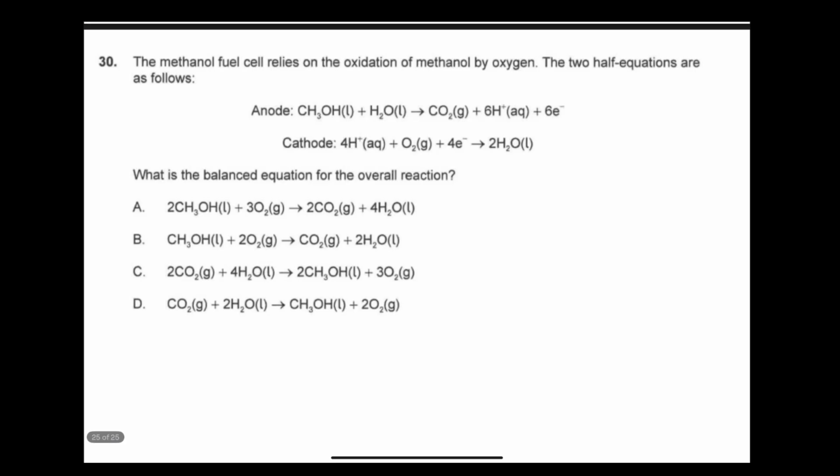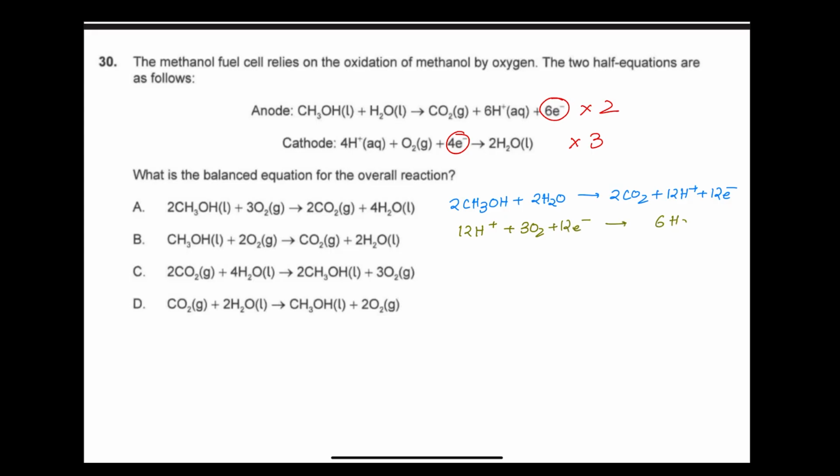Now, this is the last question for this paper. Half reactions are given. We have to construct the balanced reaction. To do this, we have to make sure the number of electrons are equal. So I can multiply the first reaction with 2 and the second reaction with 3. That will make the first reaction 12 electrons and the second one 12 electrons again. So twice CH3OH, twice H2O, twice CO2 plus 12H plus 12 electrons. For the second, you'll have 12H plus 3O2 plus 12 electrons gives you 6H2O.